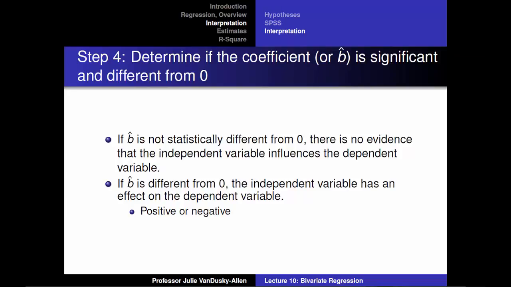The next step is determining whether the coefficient, or b hat, is different from 0. Now, most of the time, b hat will not actually be 0. However, just because b hat is not 0 does not mean that it's statistically different from 0. If b hat is not statistically different from 0, then there is no evidence that the independent variable influences the dependent variable. If b hat is statistically different from 0, the independent variable has an effect on the dependent variable. It is a positive effect if b hat has a positive sign, and a negative effect if b hat has a negative sign.